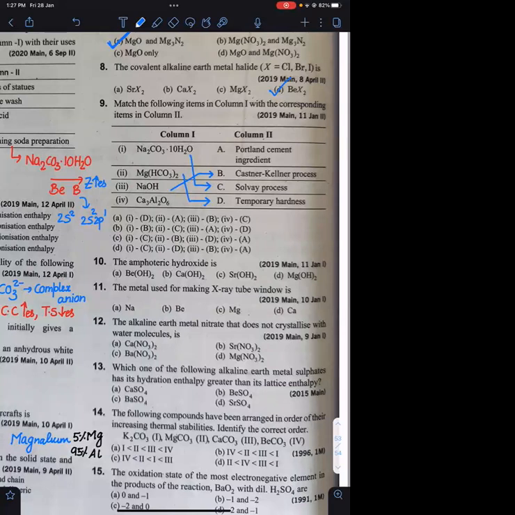Ca3Al2O6, ये जो है, it is a constituent of Portland cement. Okay. अभी Ca3Al2O6, it is nothing but tricalcium aluminate. सीमेंट में क्या रहता है आपको? Calcium aluminates or calcium silicates. Remember, it is made up of silicates and aluminates of calcium.